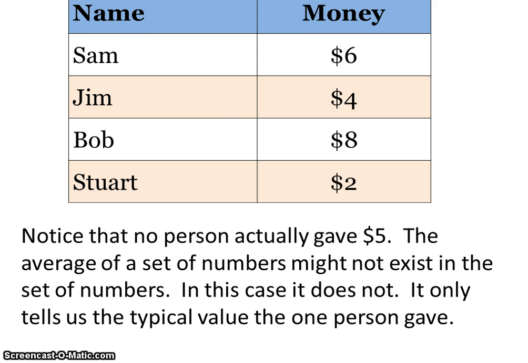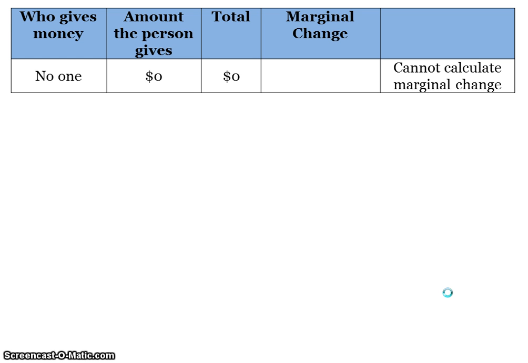That brings us to the third measure, marginal change. To understand marginal change, we'll go through putting the pizza fund together, one person's contribution at a time. So we start here where no one has given money. And notice that at this point we cannot calculate a marginal change. In order to calculate a marginal change, we need 2 observations of our total measure. And in this case, we only have 1 observation of total. We cannot calculate a marginal change.